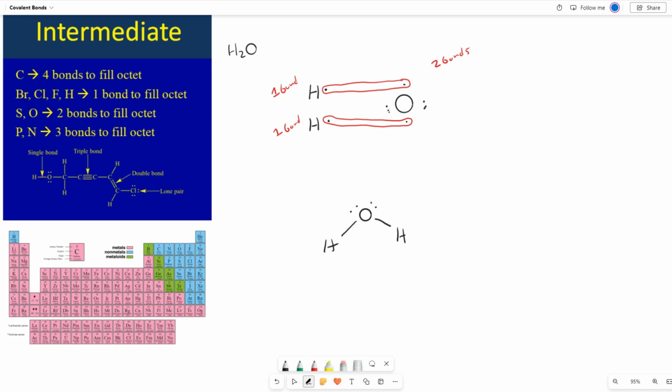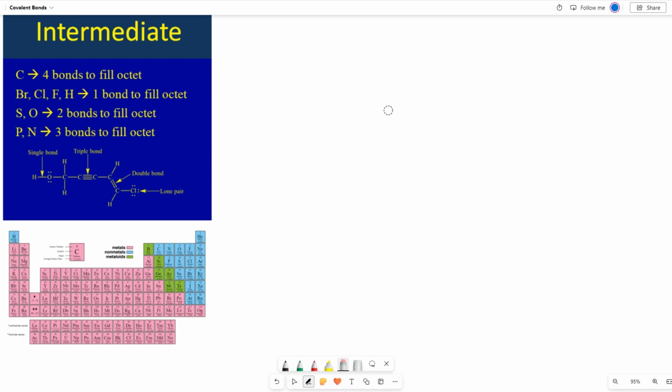So let's take a look at an example of another molecule, and this one will be CH4. So if you have CH4, you have 1 carbon and 4 hydrogens. Well, if we draw the dot structures, each hydrogen will have 1 valence electron, and all 4 of those hydrogens are going to want to make 1 bond each, for a total of 4 bonds.